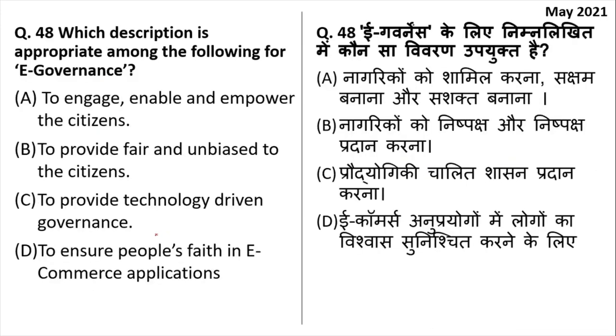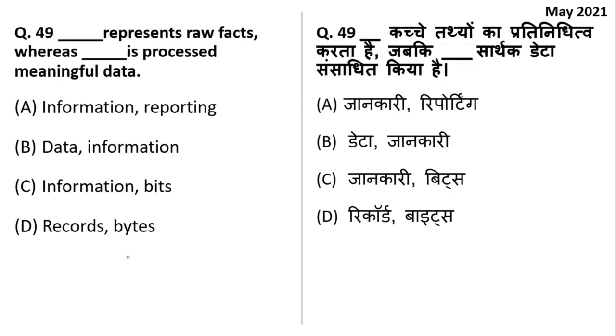Which description is appropriate among the following for e-governance? So when governance is done through the use of the internet, it is called e-governance. The best description is option A, to engage, enable and empower the citizens. Dash represents raw facts, whereas dash is processed meaningful data. Raw facts are known as data, and when that data is processed, it is known as information. So the right answer is B. The first blank should be data and the other blank should contain information.